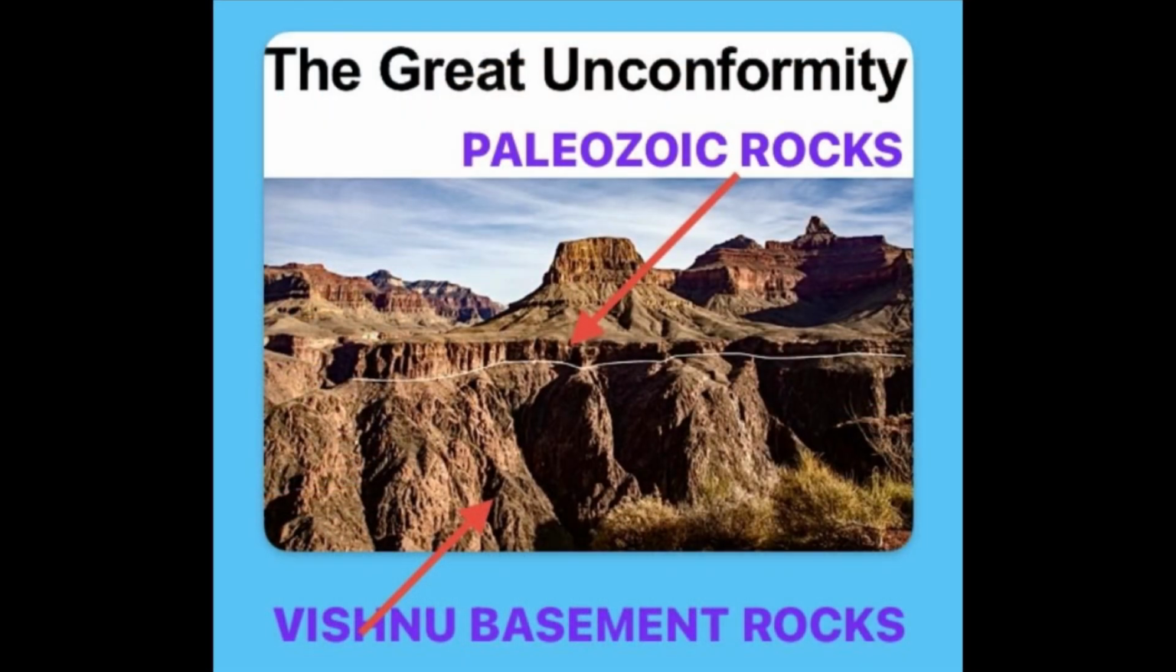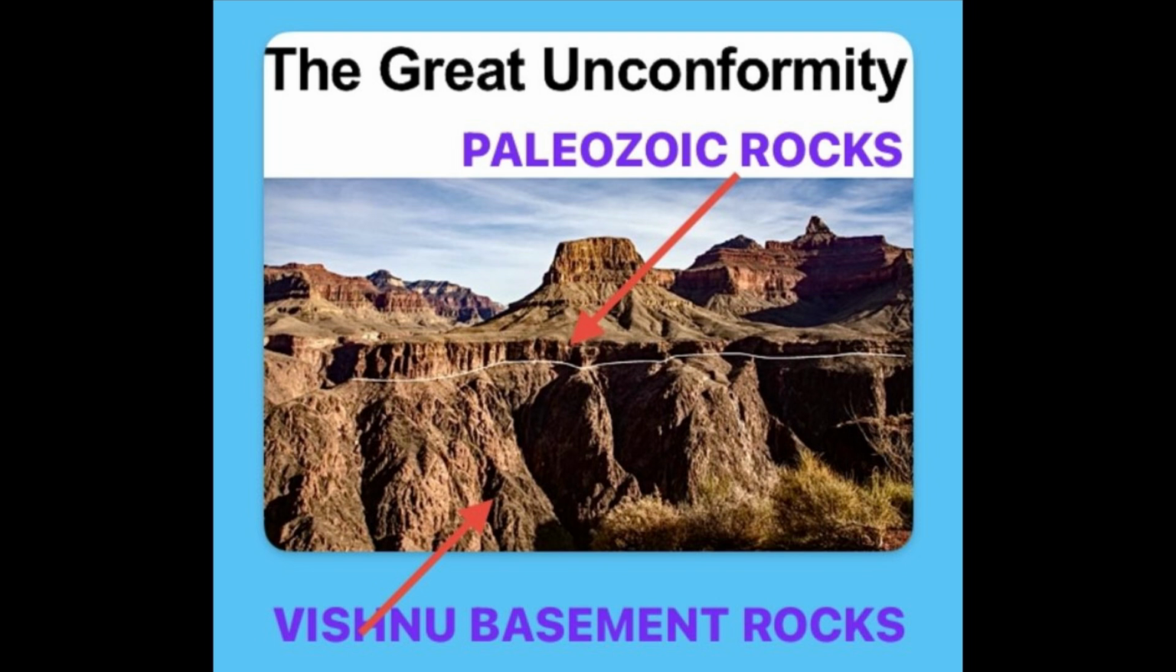Before we leave the Vishnu basement rocks, it's important to talk about the great unconformity. What is an unconformity? It is a place in the layers of rocks that record geologic time where a whole bunch of those rocks are missing. And this picture shows what Grand Canyon geologists call the great unconformity. And that's that little white line that goes horizontally across the picture.